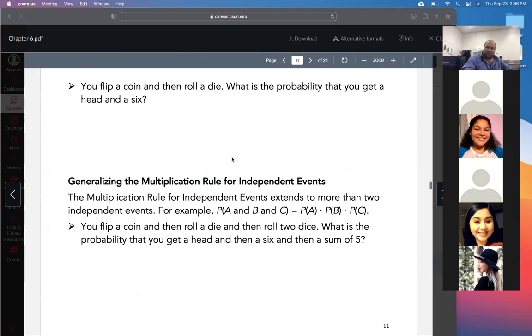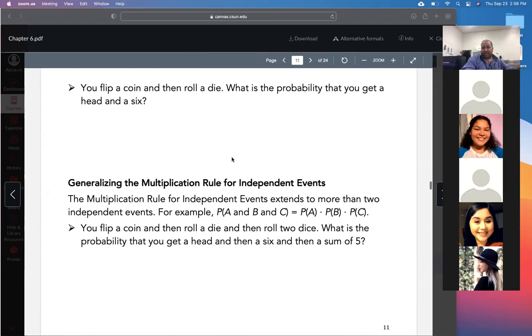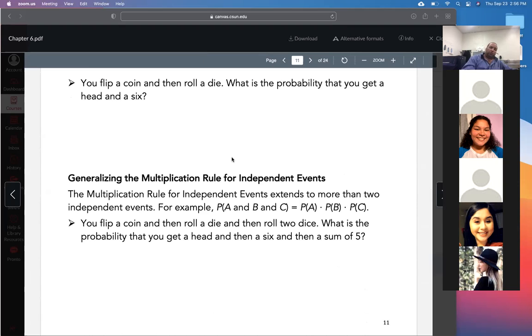It says use an area model, but I'm too tired, so let's do this one. Like when we were using the dice, right? Essentially, exactly. It's getting double 6s. You flip a coin and then you roll a die. What is the probability that you get a head and a 6?